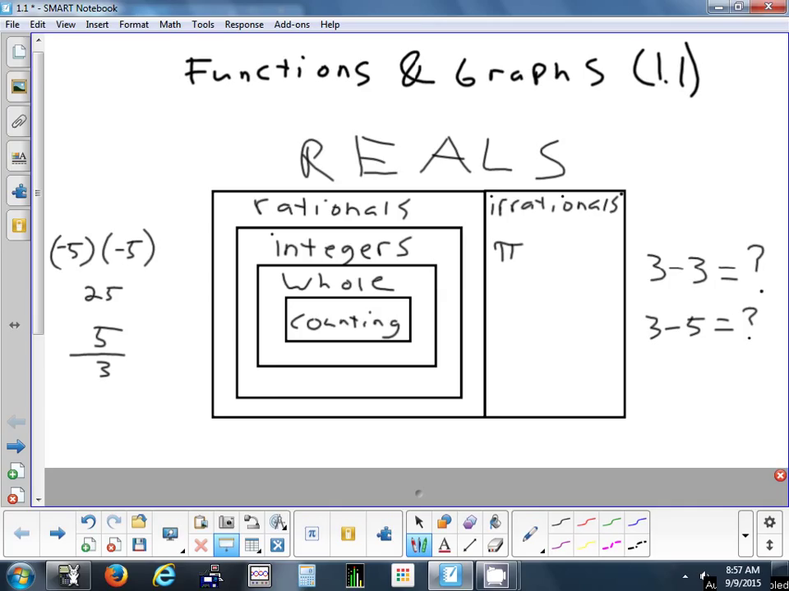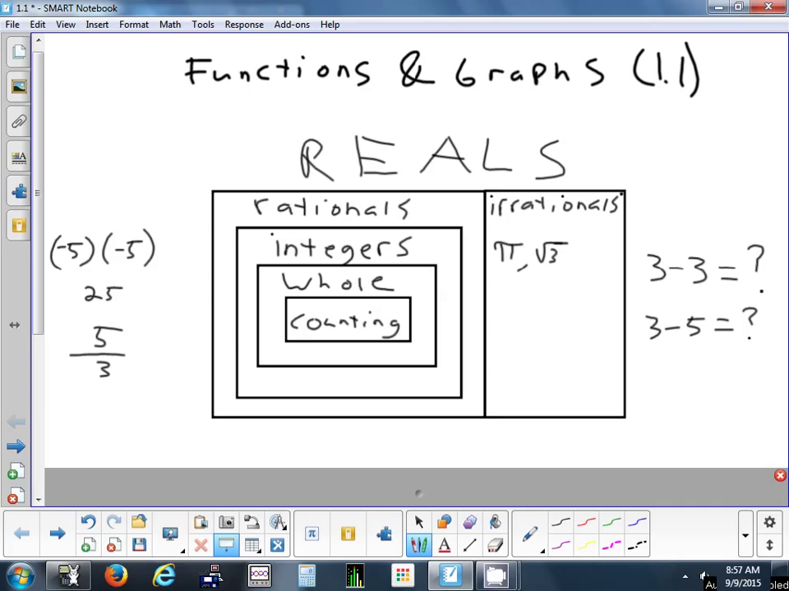Any square root that's not a perfect square. Okay? Square root of 3, square root of 5. Square root of 4 is okay. That comes out to a nice number. Okay, but any square root that's not a perfect square, and numbers like pi, those are irrational.